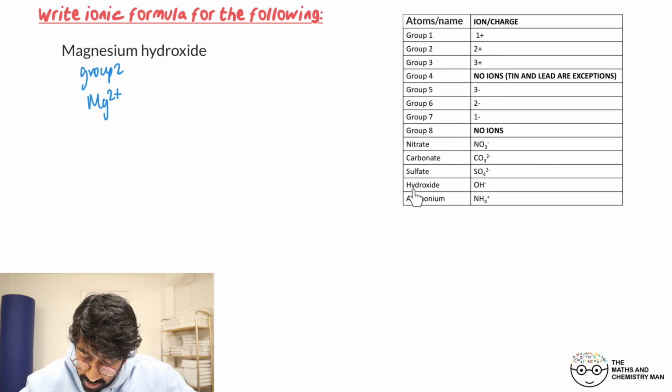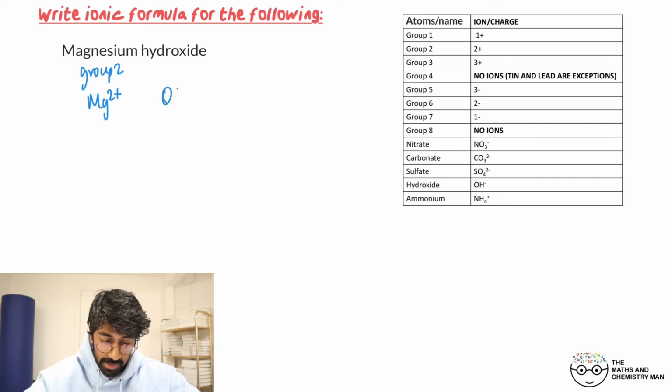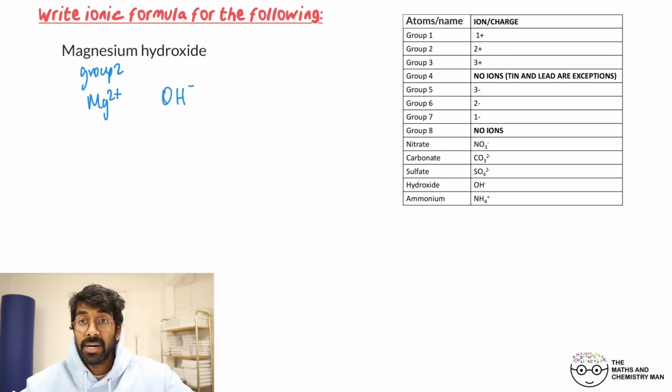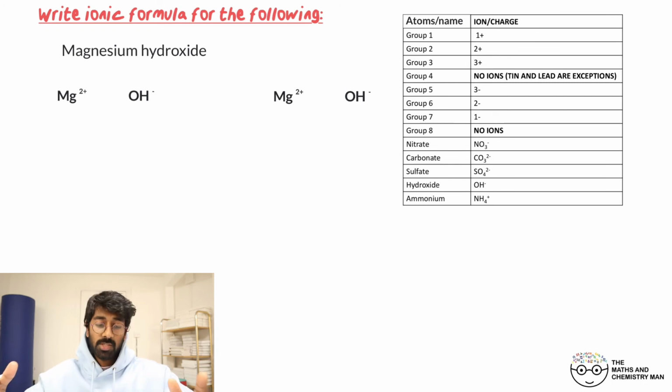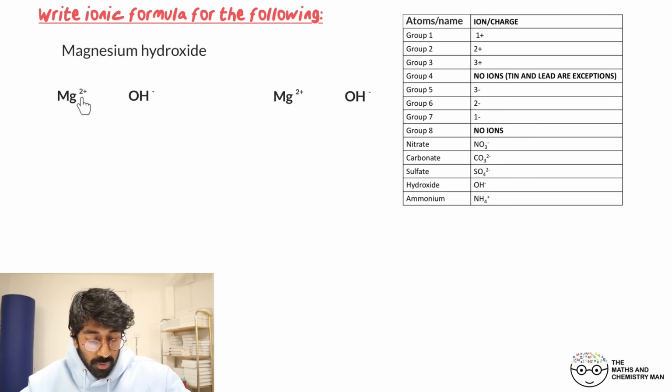So let's have a look through here. There's a hydroxide. And the ion for a hydroxide is a OH with a 1 minus charge, okay? So I'm just going to write that down here. That's OH with a 1 minus charge. So this is what we've got. Similar scenario to what we had before, actually, with Mg and Cl. We've got the Mg with a 2 plus charge and the OH with a 1 minus charge.